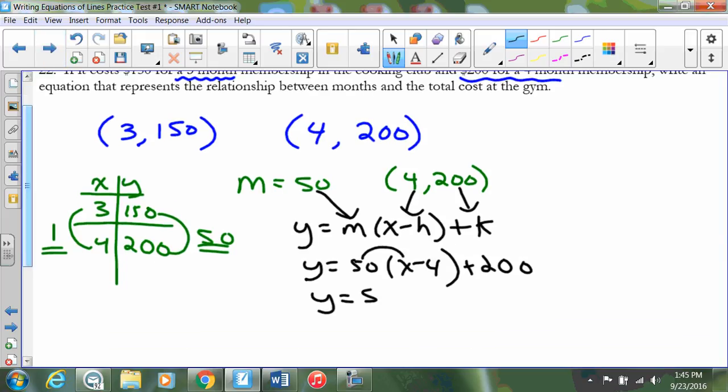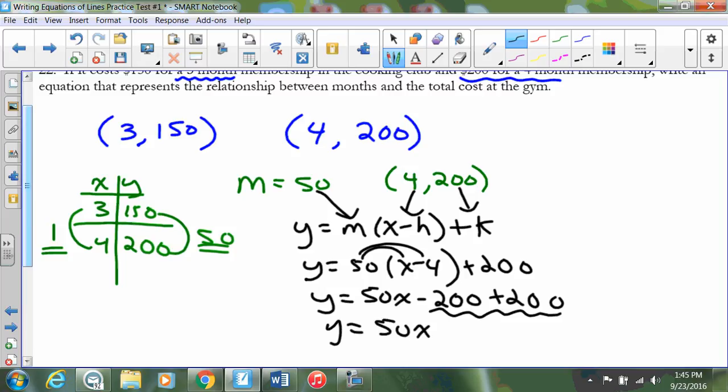50 times x is 50x. 50 times negative 4 is negative 200. Oh, that's nice. That's fun. So when we gather our like terms, we see that negative 200 plus 200 is gone. It's 0. So our equation is y equals 50x.